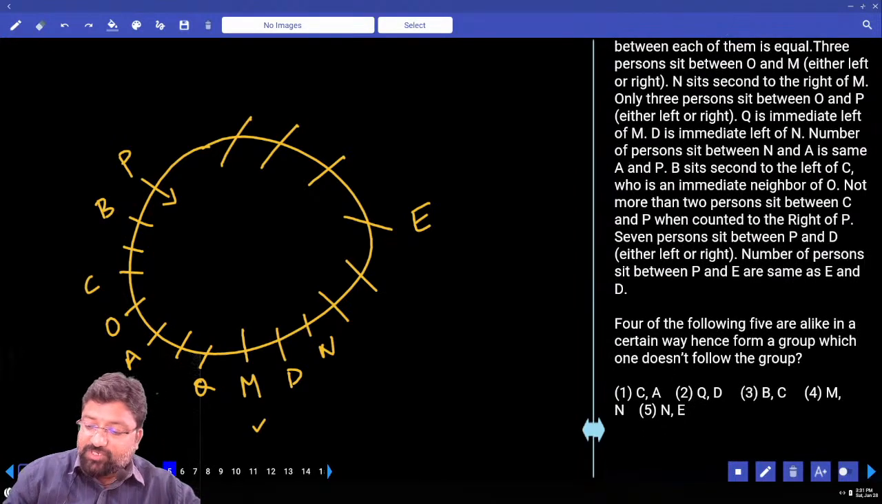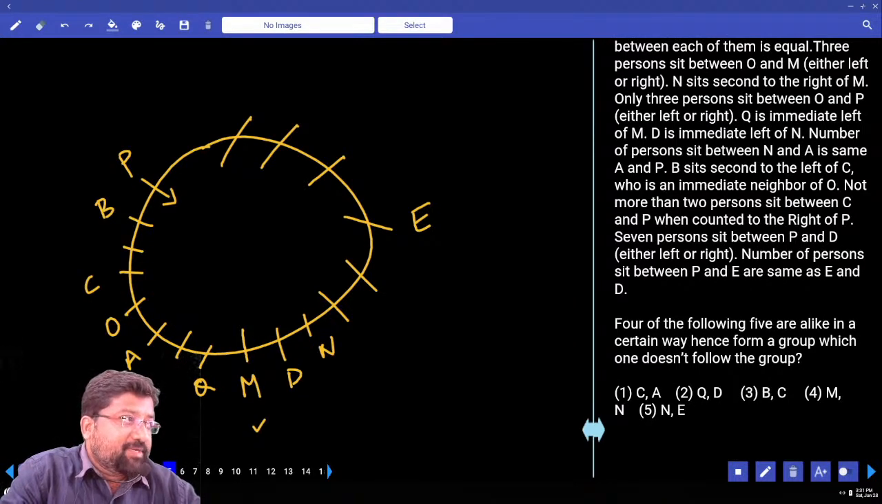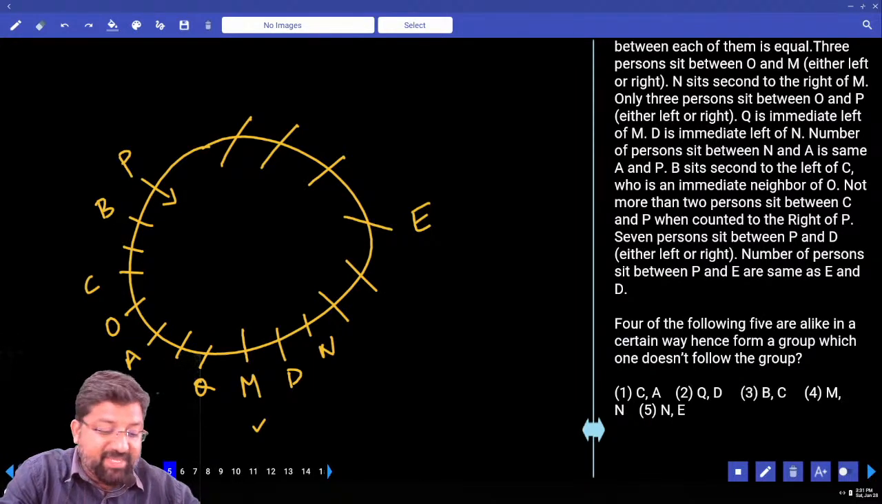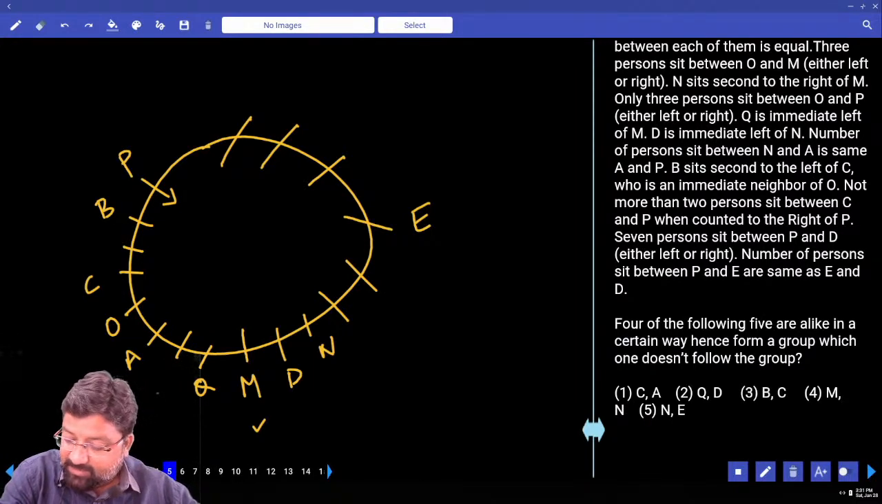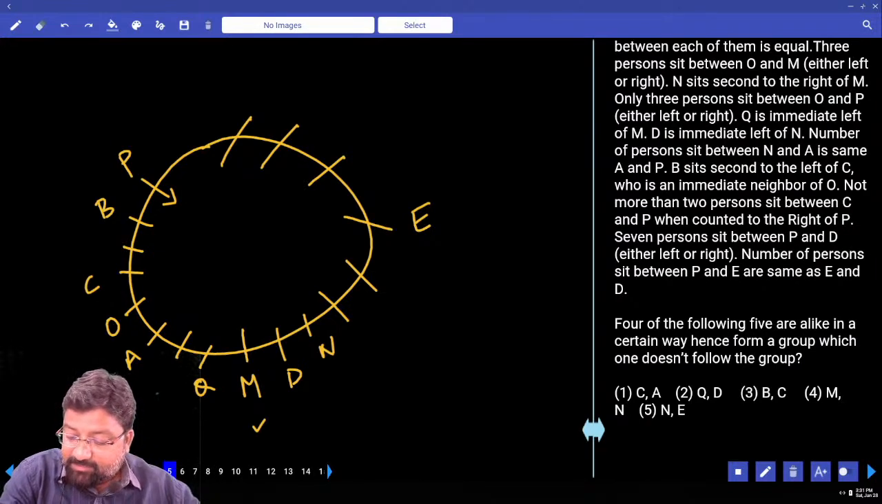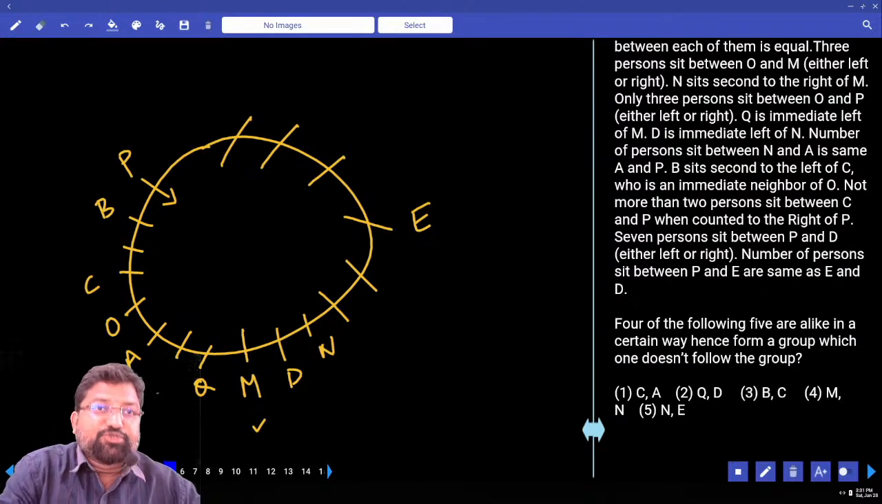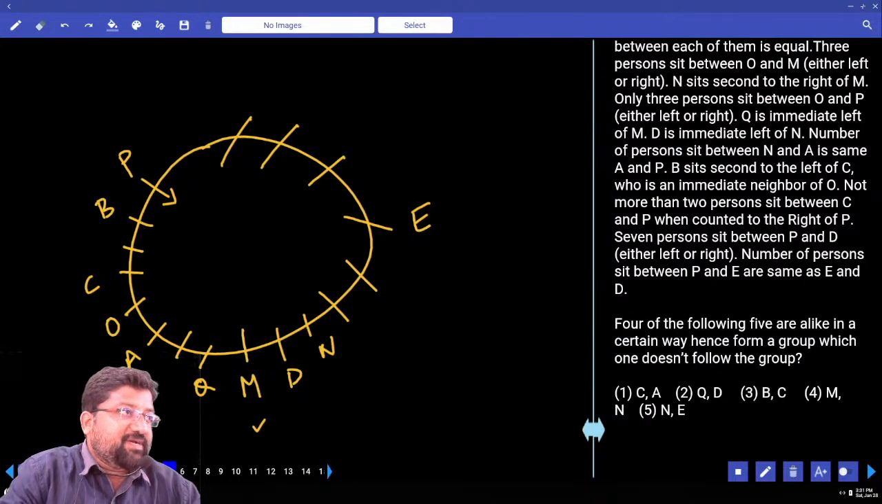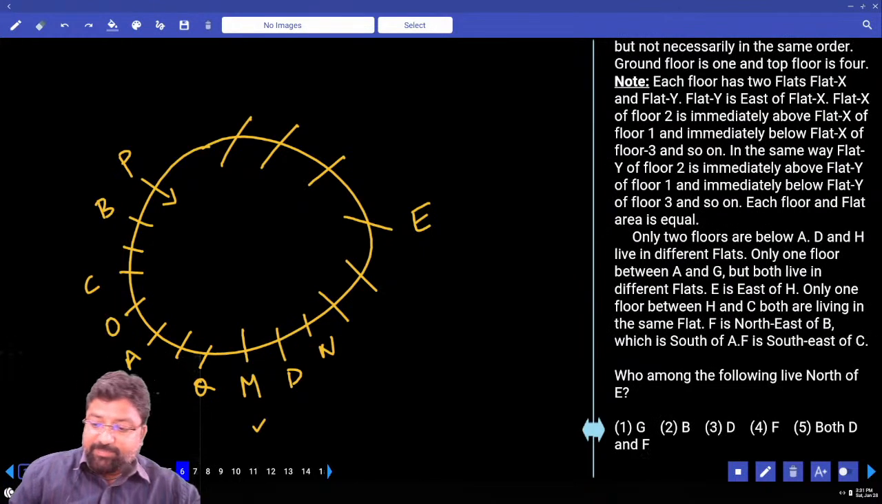Fifth question. 4 out of the following 5 are alike in a certain way. The number of persons between C and A is how much? 1. Minimum number is 1. Q and D, minimum is 1. B and C, again minimum is 1. M and N, I still see 1 minimum. But N and E, the minimum number is 2. So which option is my answer? Fifth option. Let me go for the sixth question.